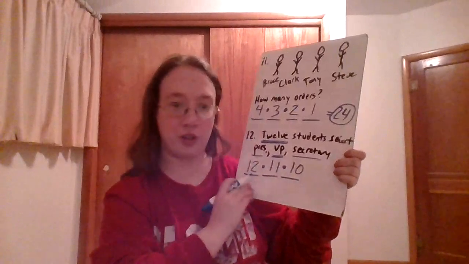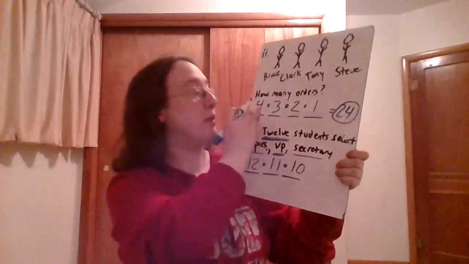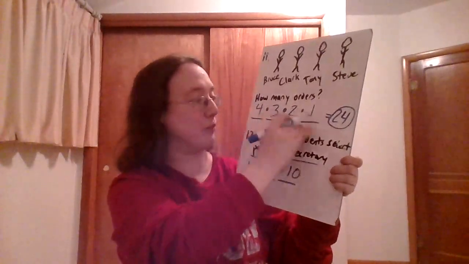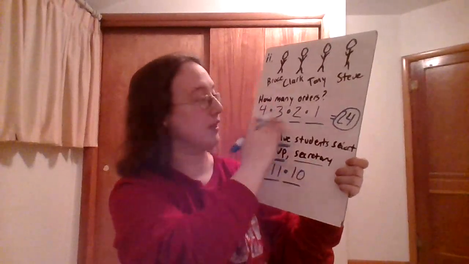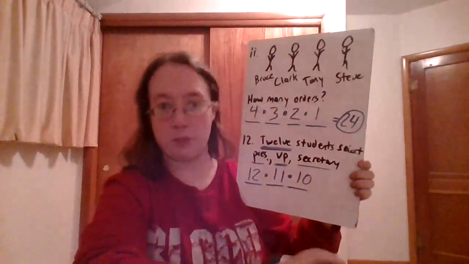So this first number is going to be your total number of people. Up here, it just happened to be the same thing as the number of people we had in our line, because we want to put all of our people in line.